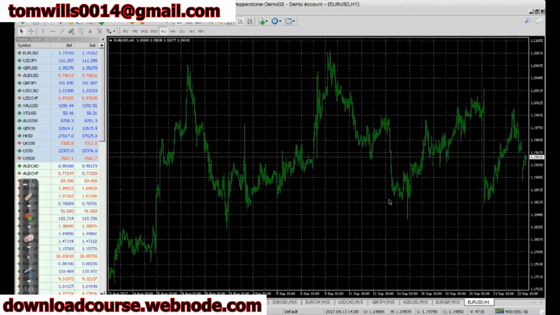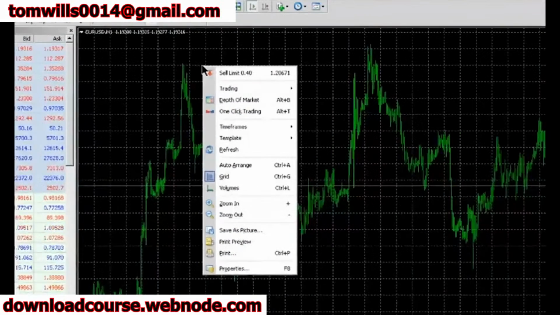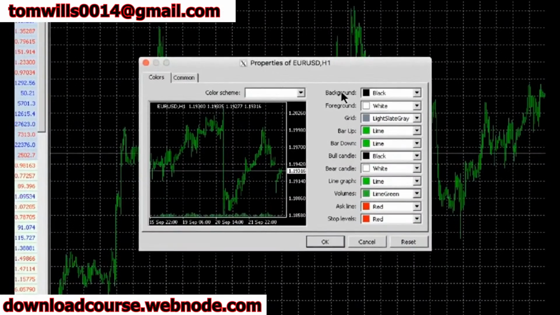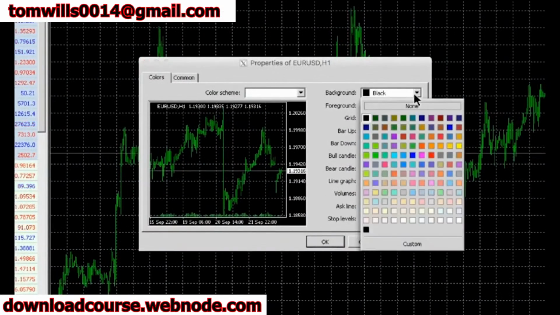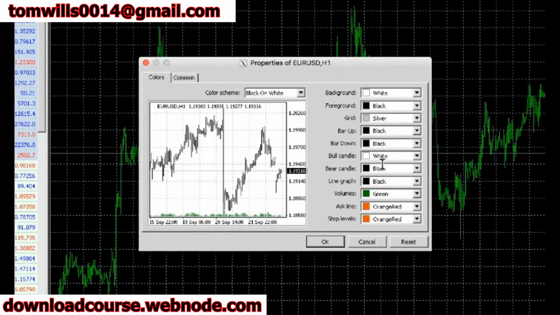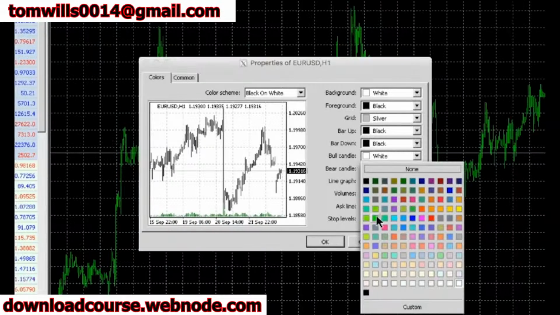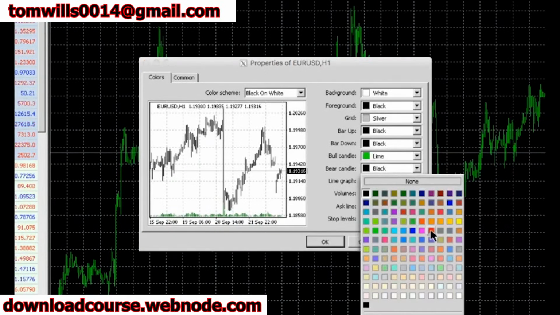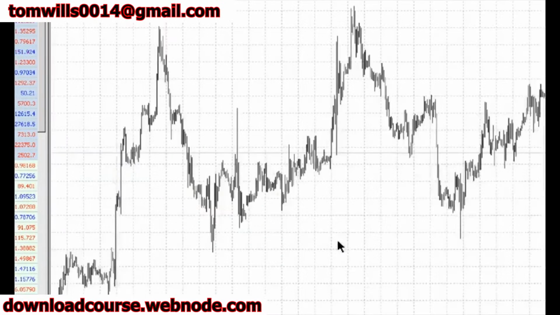So first I'm going to customize it. So I'm going to right click again, right click on the chart, go to properties. I'm going to choose a background, or rather color scheme, black on white. It's my preference. Okay, bull candle green, bear candle red.